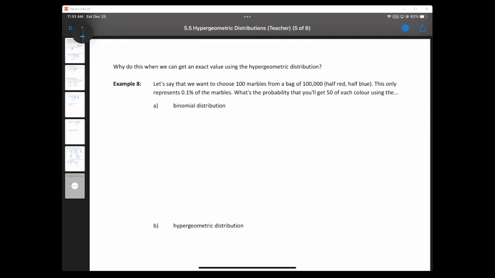Okay, so here's my shopping list. We're going to start by doing it the binomial method to begin with, and then we'll do the hypergeometric after that. Now, I guess I can write down.